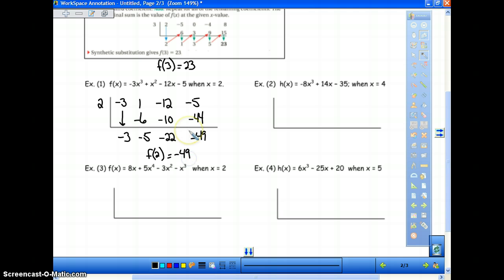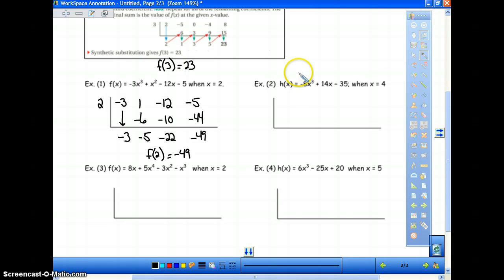And what that means is that if you were to actually take this x equals 2 and plug it in for your x values and do 2 to the third power times -3, etc., all the way through, you will actually get an answer of -49. This is just maybe a quicker way of doing it, a different way of doing it, not necessarily quicker all the time. Okay, let's look at the next one.